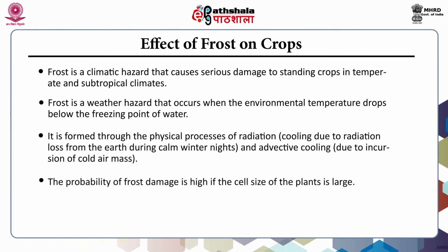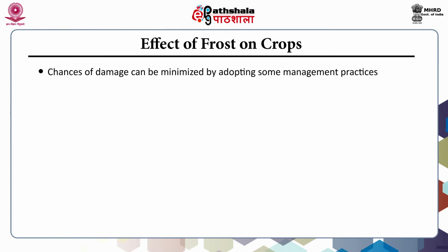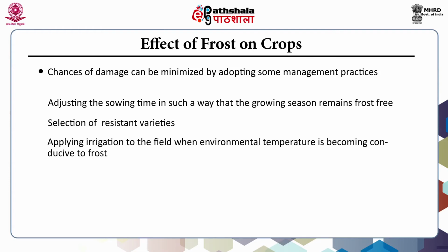The probability of frost damage is high if the cell size of the plant is large. The winter vegetables like potato grown in northern parts of India are very much susceptible to frost injury. That is mainly the blackening and browning of the leaves, leaf chlorosis, burning of leaf tips, floret sterility, etc., and eventually death. The chances of damage can be minimized by adopting some management practices like adjusting the sowing time in such a way that the growing season remains frost free, selection of resistant varieties, and applying irrigation to the field when environmental temperature is becoming conducive to frost.